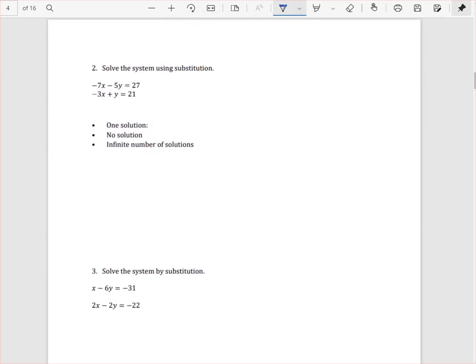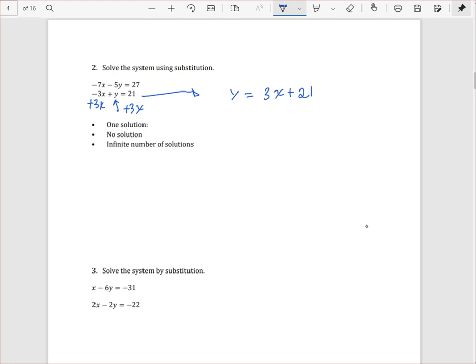So what I try to look for when I'm trying to solve something like this is for a letter that's by itself. So like this y is by itself, so that's perfect. That's the one I'm going to pick. I'm going to start by solving this for y. So in order to do that, I'm going to move the 3x to the other side. So I'm going to end up with y equals 3x plus 21.